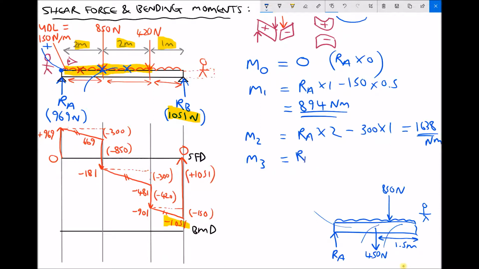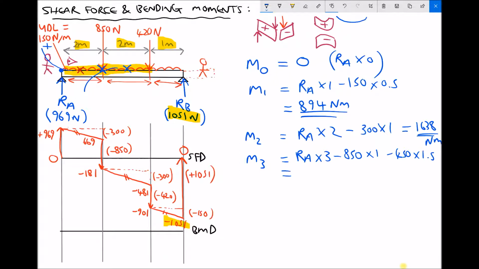So we have RA times 3 minus 850. We'll do the point load next. The distance there is 1 meter. And then we have 450 newtons worth of UDL at a distance of 1.5 meters. Recall that RA is 969 newtons. So running that through the calculator gives 1382 Newton meters. We'll do our next 2 points, M4.